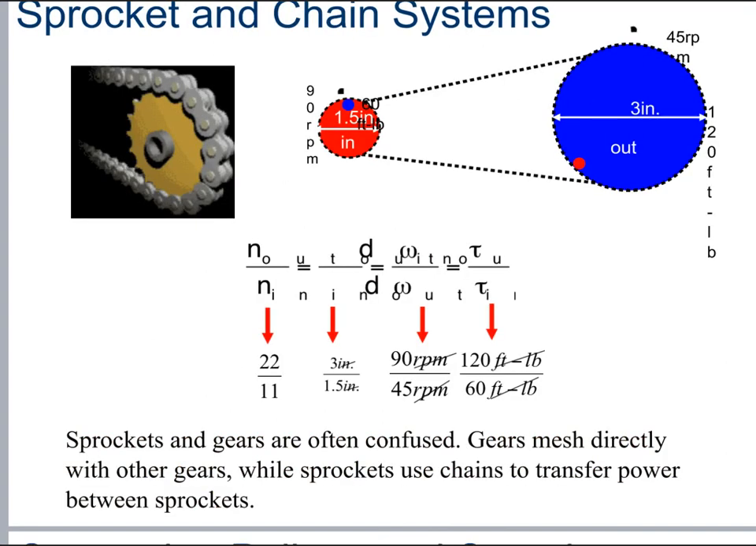And finally, the other powertrain element that we're going to study is the chain and sprocket system. Notice that the chain and sprocket system looks similar to a pulley system. The difference is that a pulley uses a belt and a chain and sprocket system uses a chain to transmit power. Keep in mind also that sprockets and gears often get confused. Gears mesh directly with other gears, while sprockets use chains to transfer the power between sprockets. In order to calculate the gear ratio of a chain and sprocket system, again, we would use the same ratios: N out over N in, diameter out over diameter in, speed in over speed out, or torque out over torque in.